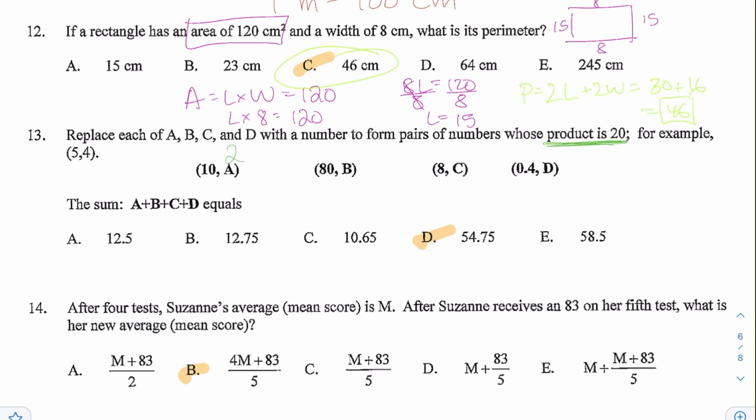So A has to be 2. B would have to be 1/4. C would need to be 20 over 8, or 10 over 4, or 5 over 2. And for D, that would be 20 divided by 0.4, or 200 over 4, or 50. So if you add everything up, you have to do 2 plus 0.25 plus 2.5 plus 50. So that would be 54.75, choice D.